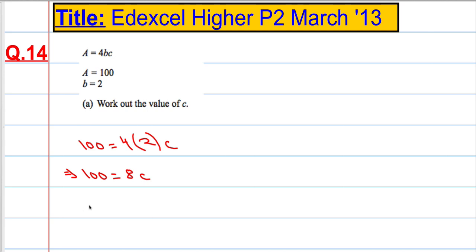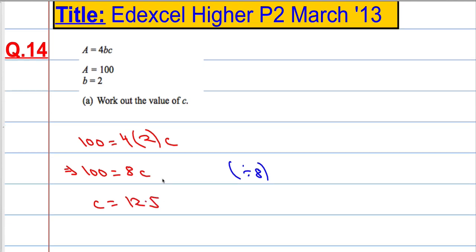So what we're going to do is divide both sides by 8, which means that C equals 8 into 100 is going to be, let me see, 4 into 100 is 25, so it must be 12.5. If you're unsure about that, use the calculator to do the job for you.